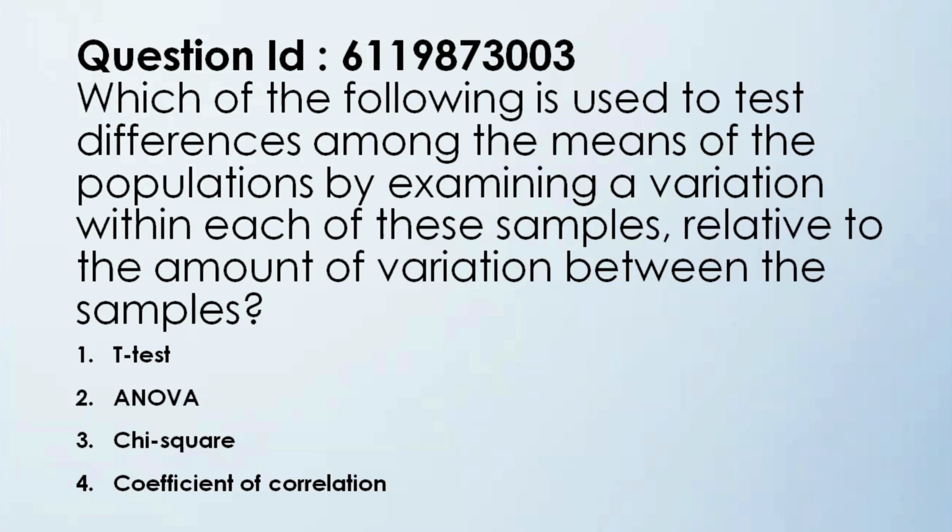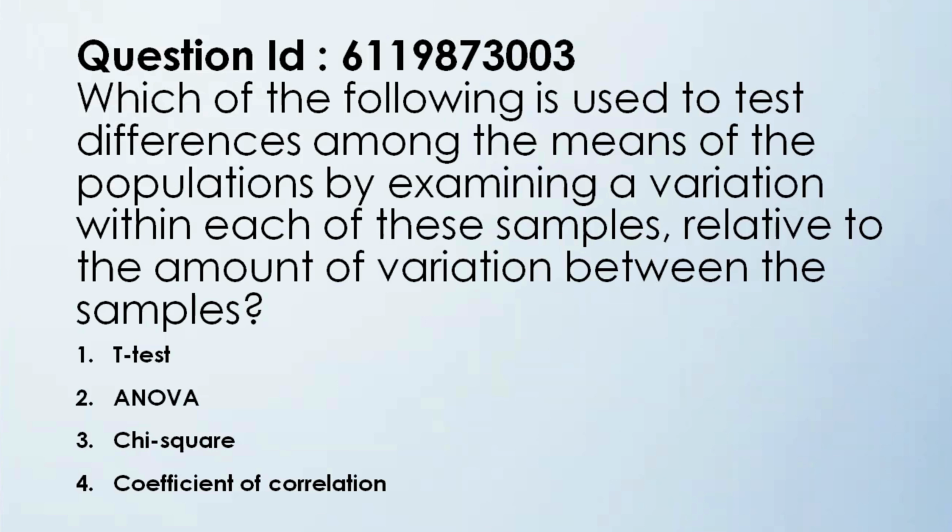Which of the following is used to test differences among the means of the populations by examining a variation within each of these samples relative to the amount of variation between the samples? Is it t-test, ANOVA, chi-square, or coefficient of correlation?